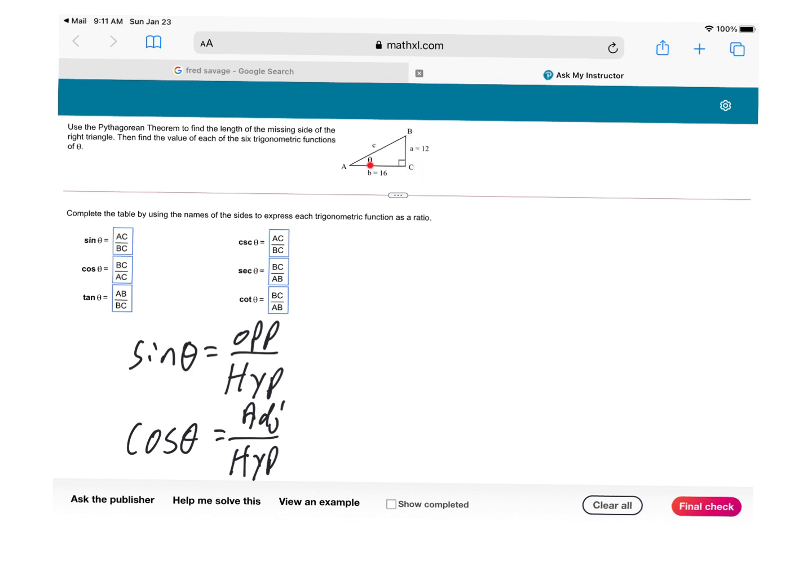So the sine of theta is opposite, which is lowercase a or 12, if you don't use capital BC. And so that's BC, over the hypotenuse, which is C or AB.